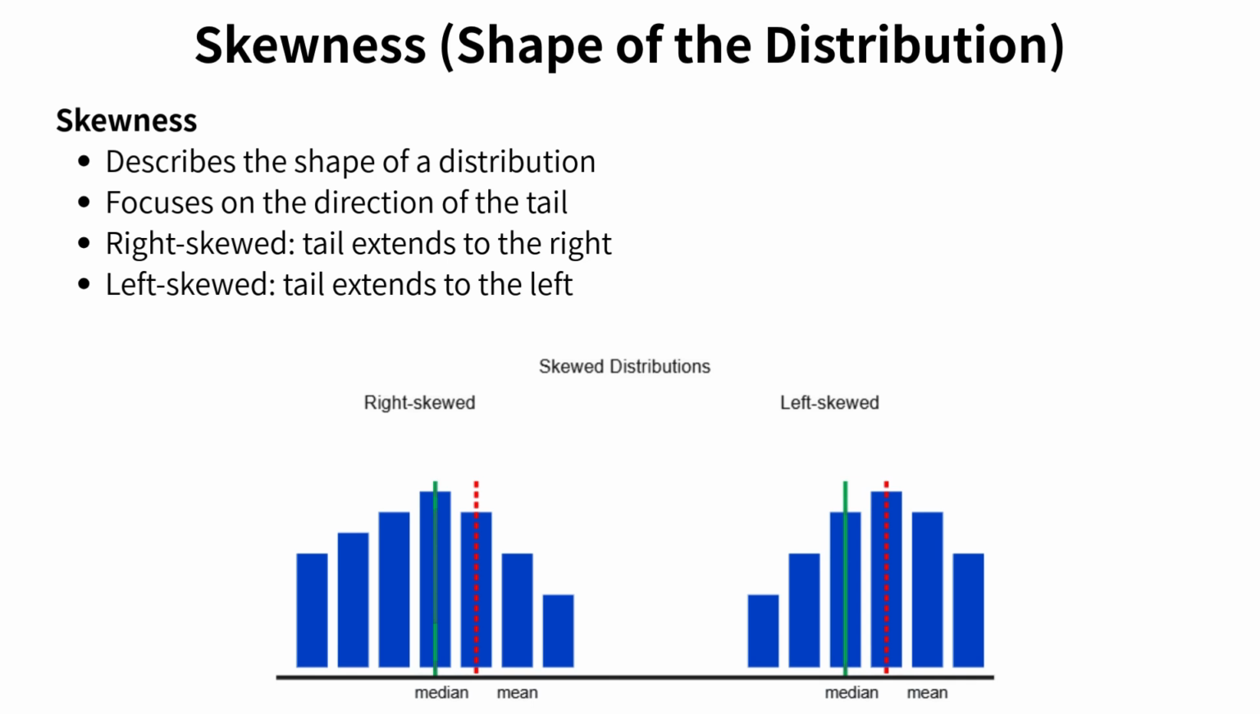When data is skewed, the mean becomes unreliable because it reacts strongly to extreme values. The median, on the other hand, remains stable and better represents the typical value. That is why, on the SAT, skewed data often signals that the median is the most appropriate measure of center.